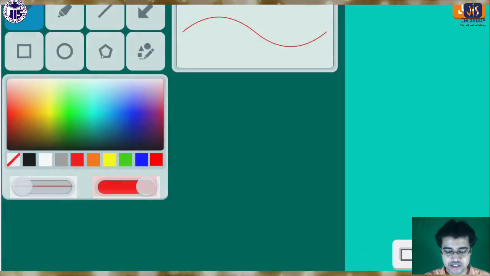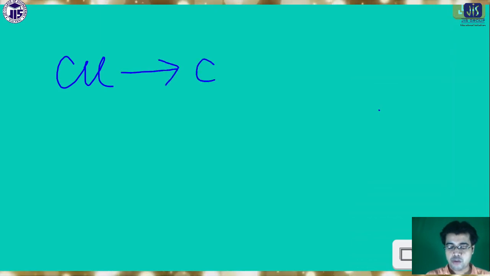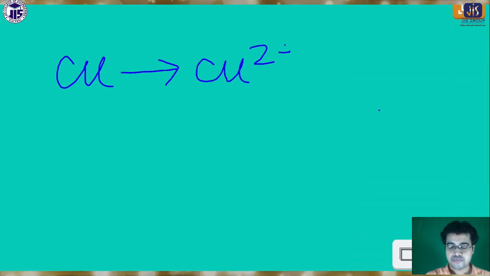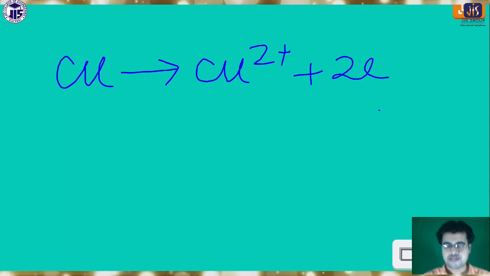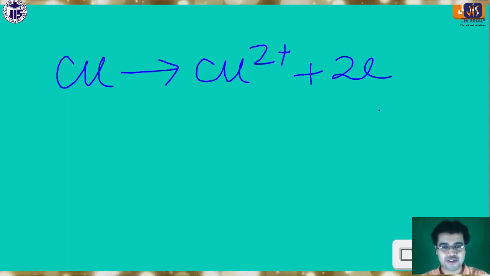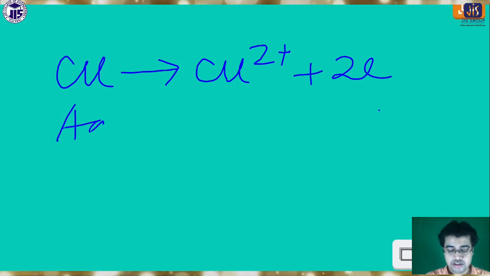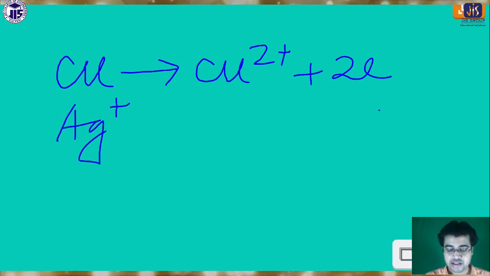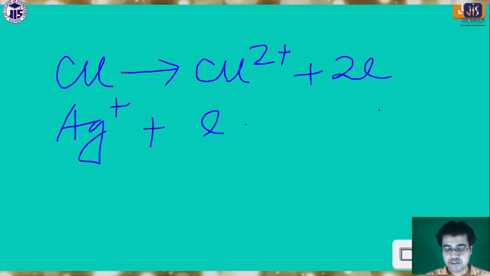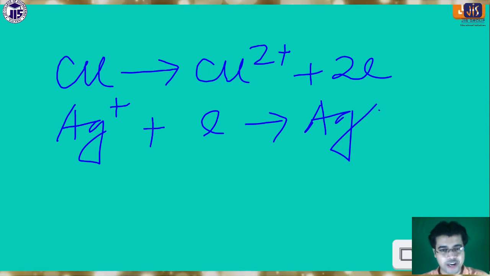Now if copper will be oxidized, just write down the oxidation reaction of the copper. So what will be the oxidation reaction of the copper? Cu goes to Cu2+ plus 2e-, simple case, because this is the oxidation reaction, so copper will lose the electrons. And silver will be reduced, so simple, Ag+ plus e- is converted to Ag, simple case.